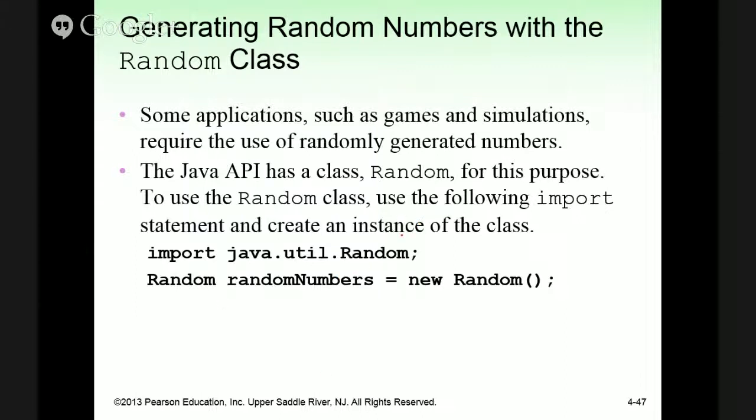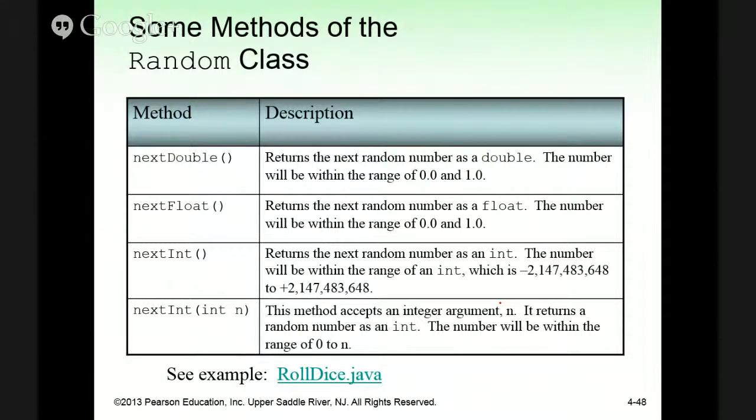We need to import the Random class. Then we create an object of type Random. And then once we have that, we can manipulate it in all sorts of ways to get numbers in the range that we want. So we've seen these methods before: nextDouble, nextFloat, nextInt. And these will round numbers to the particular data type that we've specified. We can also use nextInt and then give it a value inside the parentheses. This will modify the random number so that it's within a specified range. The range will be 0 to n.